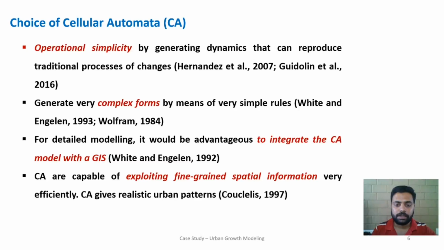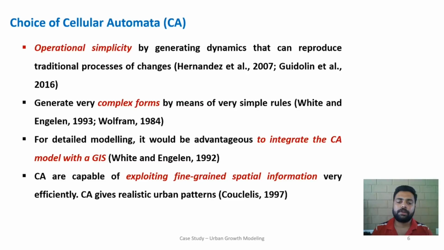But it is complex when other entities also come into play. For example, there is a water body. For example, there is a forest region. So you cannot say it is only urban versus non-urban. There are so many factors that affect urbanization. So for detailed modeling, it would be advantageous to integrate cellular automata with various GIS modeling techniques. And cellular automata is capable of exploiting fine-grained spatial information.